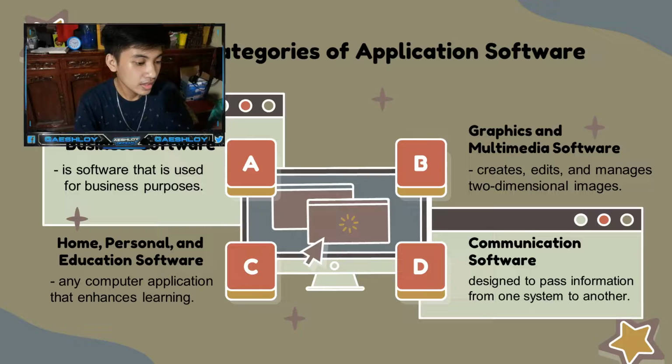So yes, now the business software is software that is used for business purposes. Then the graphics and multimedia software creates, edits and manages 2-dimensional images. Then number 3 is the home, personal and education software, a computer application that enhances learning. And number 4 is communication software, designed to pass information from one system to another.